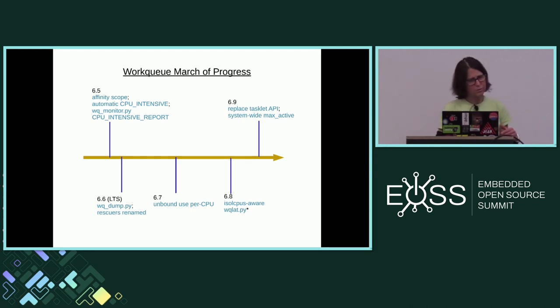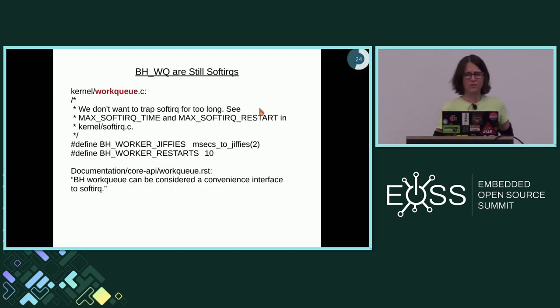They're now workqueues. But that's not right. It's just the interface to Tasklets now has changed. And to really drive that home, I show you this code, which one could call a disgusting heuristic, which now appears in the kernel workqueue.c, where it has been copied from kernel softirq.c.